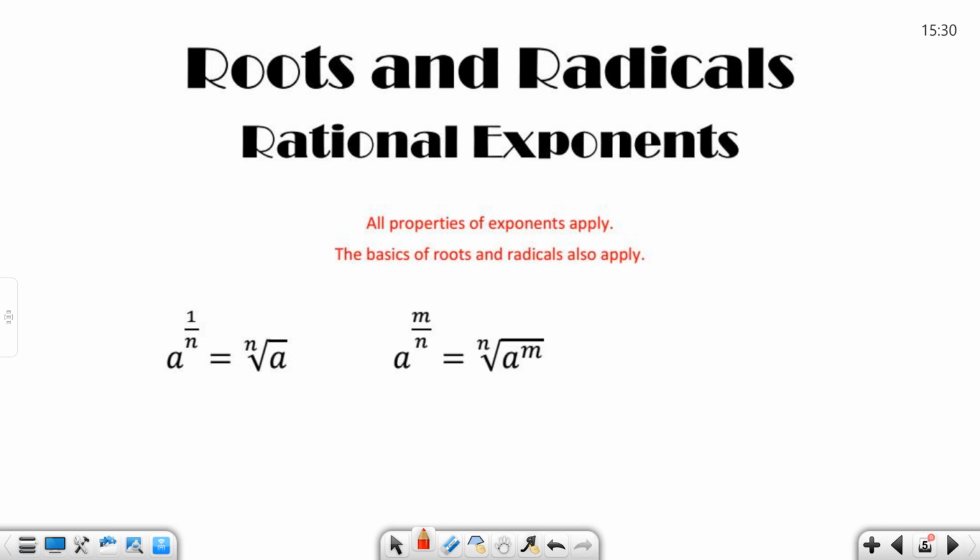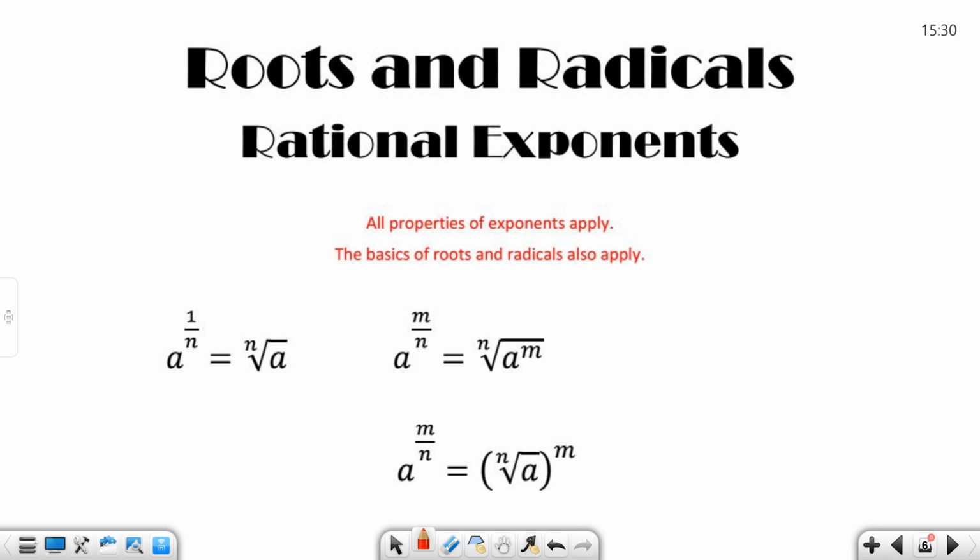A to the m over n equals the nth root of a to the m. So again, the top number is the power, m. In this case, this was 1 right over here, but we're not talking about 1 anymore. We're talking about some other power, m. And n is the root. So again, when you have a fraction for an exponent, the top, the numerator of that fraction is the power, and the bottom is the root or the index.